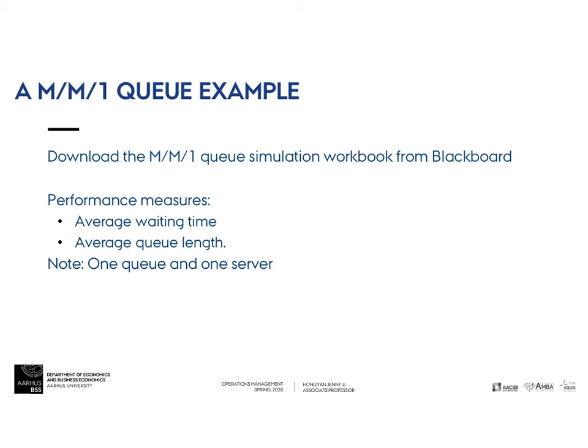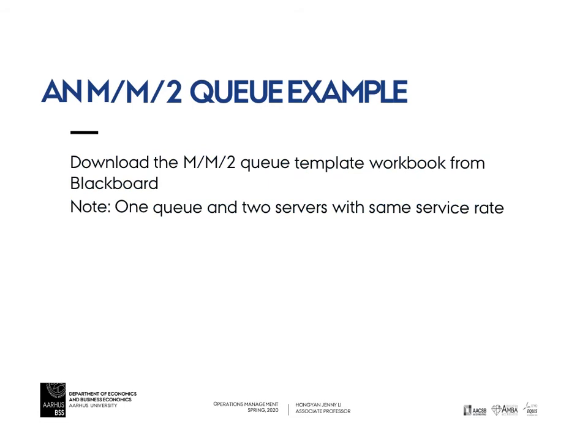A screencast is made for the M/M/1 queue example. You can try it yourself and also check the screencast, and the solution will be uploaded to Blackboard soon. For the two servers example, we also have the simulation model in Excel. You can try the example, and also you can just watch the video.